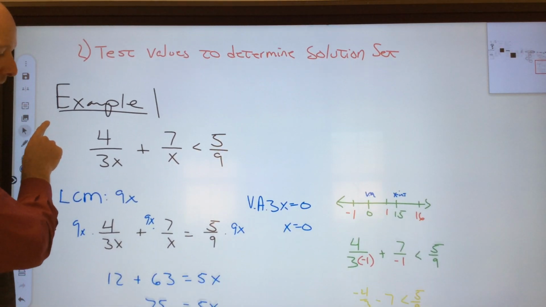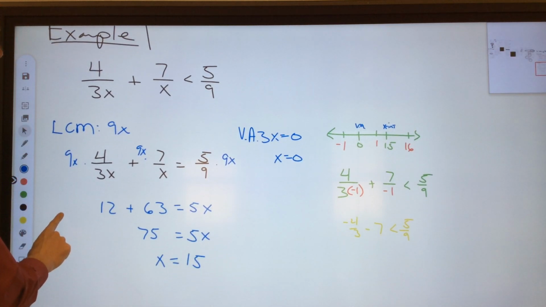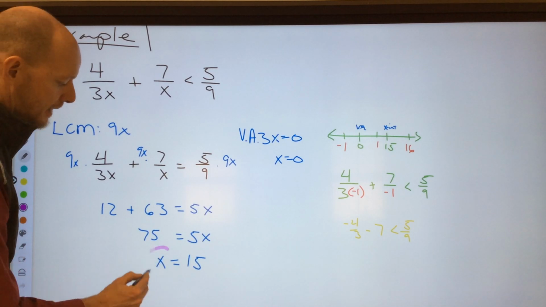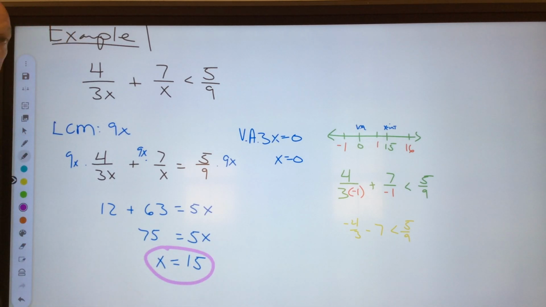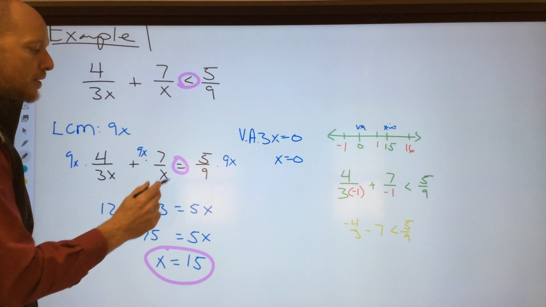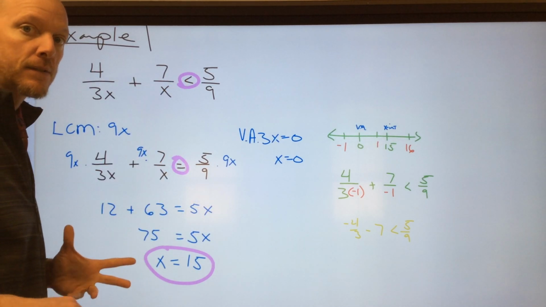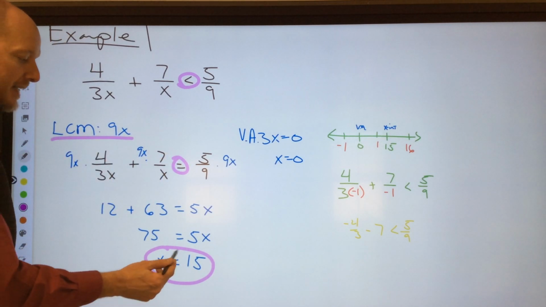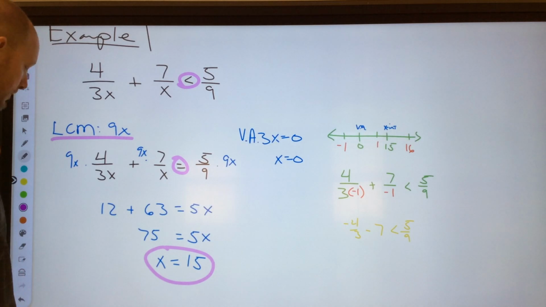And what we have is we can see that in our problem, we're going to end up being able to calculate our x-intercept as being 15. And we do that simply by envisioning the inequality as an equation and solving for x. So upon solving for x, we multiply by the LCM, and we get an x-intercept at 15.